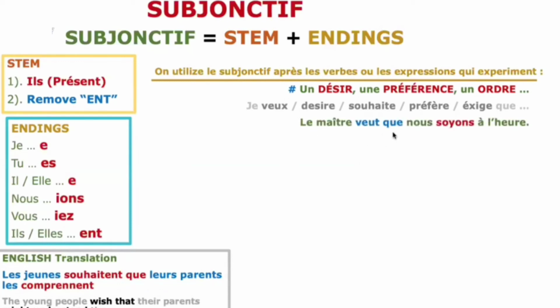See some examples. Le maître veut que nous soyons à l'heure. See the sentence starts with an expression. The teacher wants that. After this expression you get a verb. This verb is the verb être, and it should be conjugated in the subjunctive because it is placed after an expression of wish. We might be on time. The teacher wishes that we might be on time.